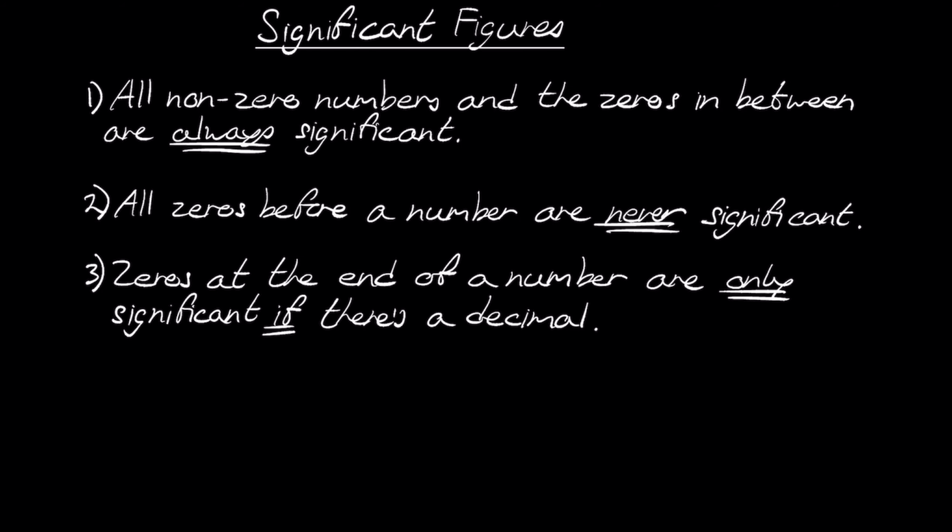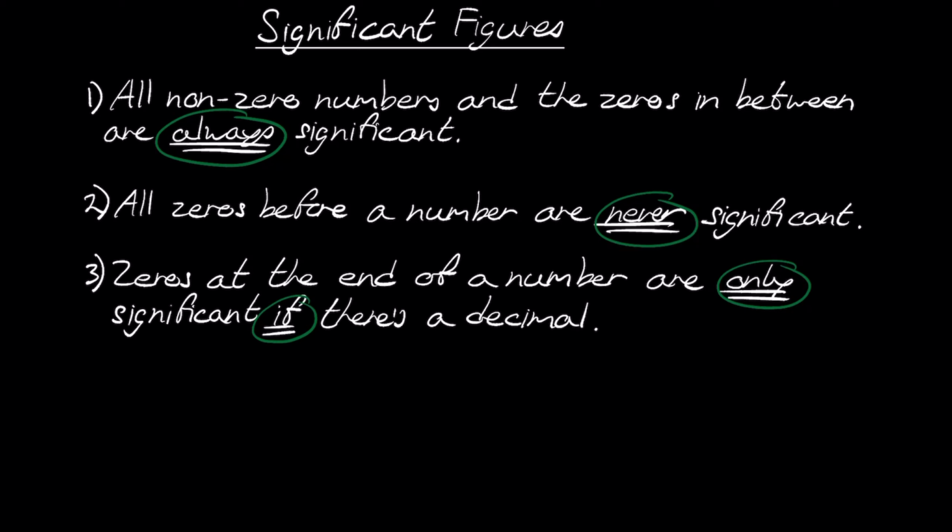Now let's do a quick recap of the 3 rules before we go on. Rule number 1 is that all non-zeros and the zeros in between them are always going to be significant. Rule number 2 is that zeros in the beginning of a number are never significant. And rule number 3 is that zeros at the end of a number are only going to be significant if there's a decimal. Now let's do a couple of cumulative examples. I recommend you pause the video and try to figure out the number of sig-figs on your own, and then check back to see if you got them right.